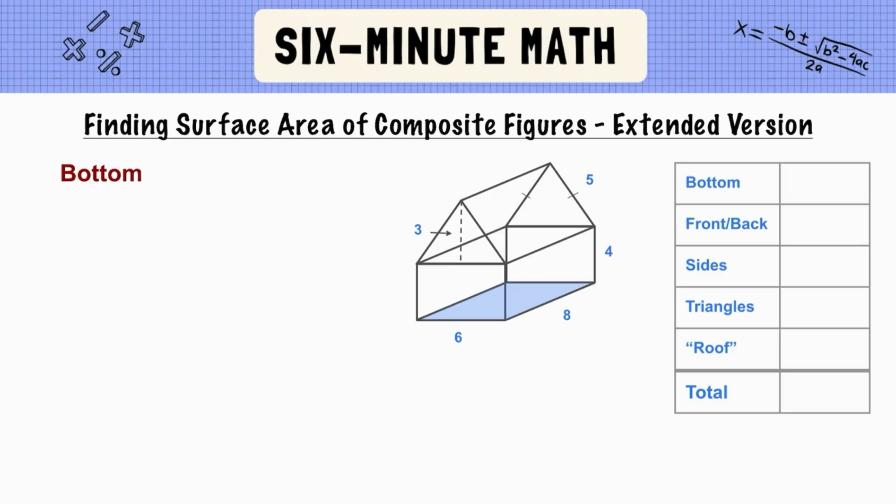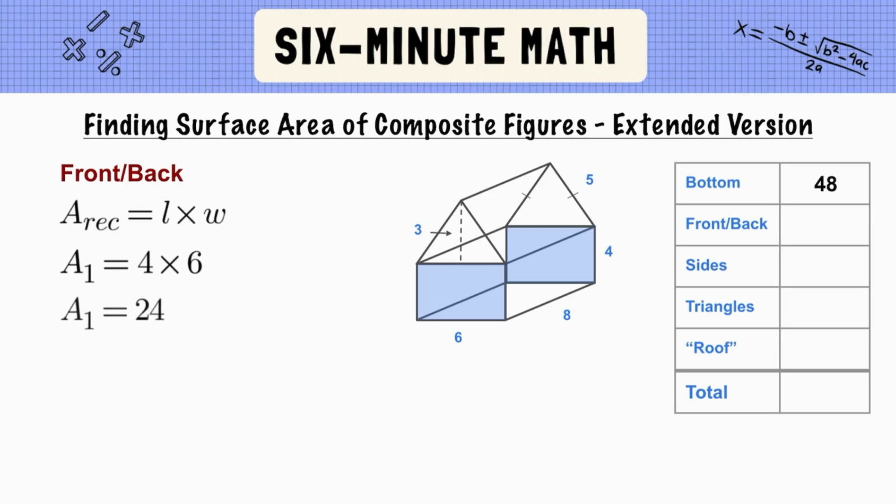I'm going to calculate the bottom. This is going to be a rectangle, so I'm going to have 6 times 8, as that is my length and width. That's going to be 48. So I'm going to put that into my little chart to keep me organized. My front and back, again, are rectangles. So one of those rectangles is 4 times 6. That would be 24. I have 2 of them, so I'm going to multiply that by 2 to get 48. I'm going to put that into my chart.